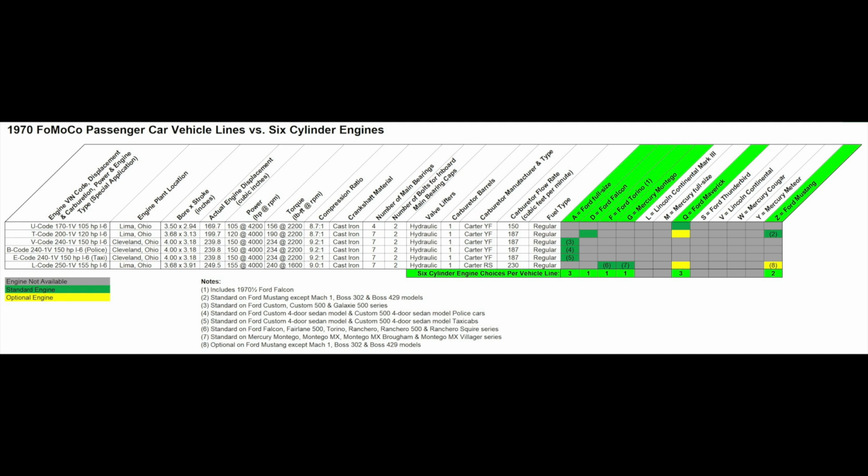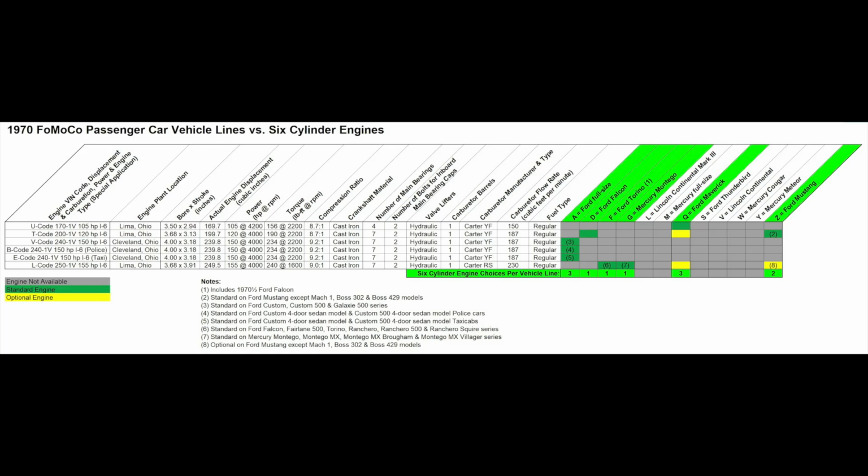A, Ford full-size, had 3 6-cylinder engine choices. Vehicle line D, Ford Falcon, had 1 6-cylinder engine choice. Vehicle line F, Ford Torino, had 1 6-cylinder engine choice. Vehicle line G, Mercury Montego, had 1 6-cylinder engine choice. Vehicle line Q, Ford Maverick, had 3 6-cylinder engine choices. And vehicle line Z, Ford Mustang, had 2 6-cylinder engine choices.